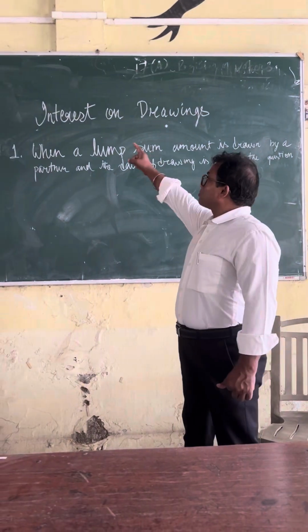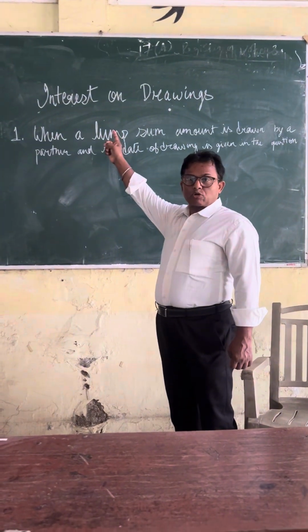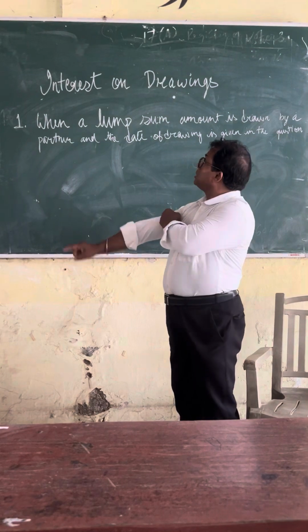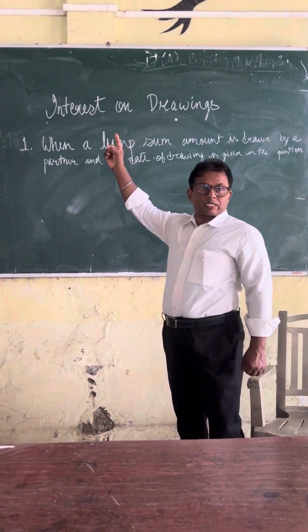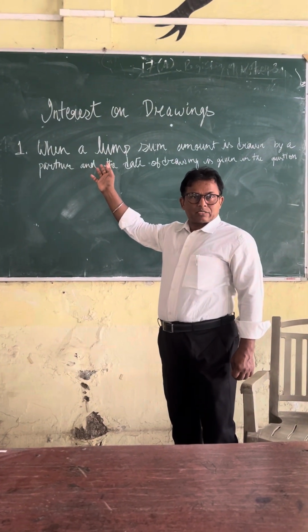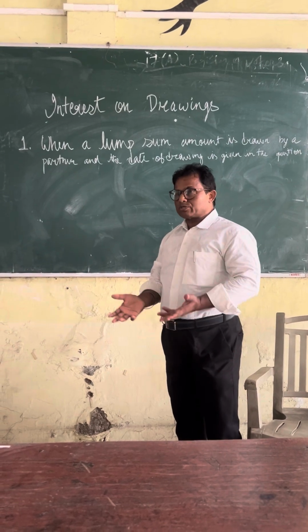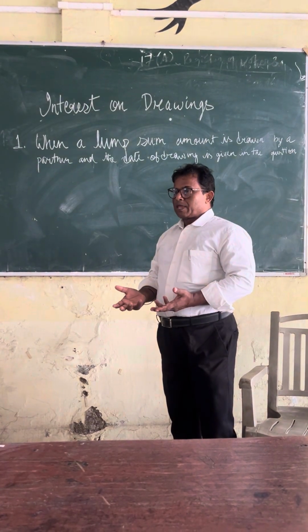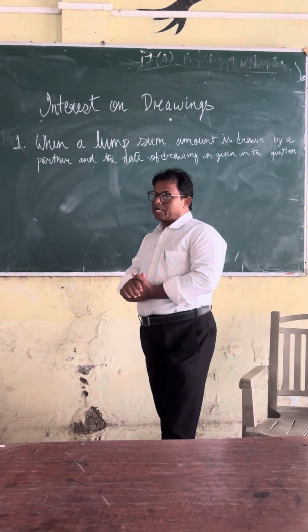Today I'll explain the method of calculation of interest on drawings by partner. Partner takes money for personal use, that is drawings. So the drawing can be taken in different ways.